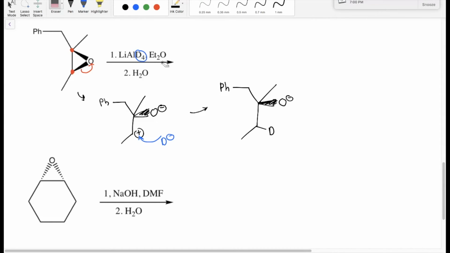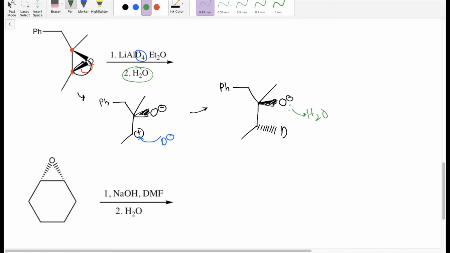Actually, look at a mistake I just made earlier. I drew a straight line here. This should not be a straight line. This was originally a wedge, so now it has to be a dashed line. So it should be a D, okay, with a dashed line. The stereochemistry has to be inverted. That is just a rule when you're working on epoxide reactions, okay? And then again, the final step is always this water has to protonate that oxygen.